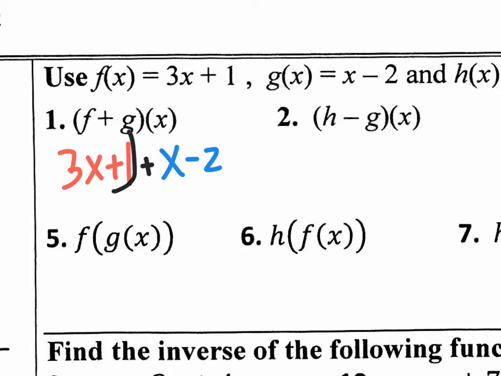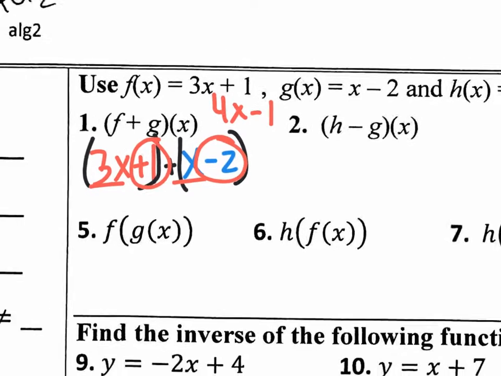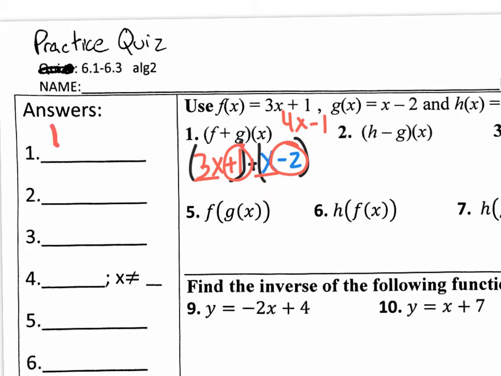Now, technically, you're supposed to put them in parentheses, right? But the plus sign is between them, so there's nothing to distribute. Even if you distribute the plus sign, nothing changes. So you are able to add the 3x and the x together, and you're going to get 4x. And you are able to add the 1 and the negative 2 together, you're going to get a negative 1. So your answer for number 1 is 4x minus 1, and you would write it right here.